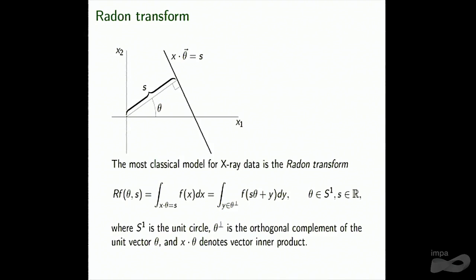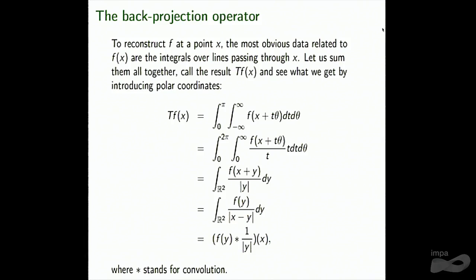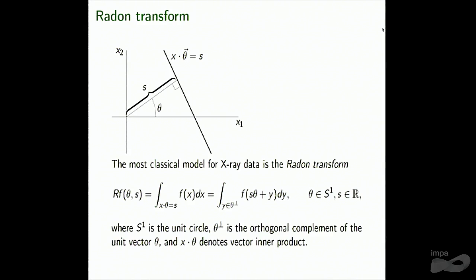Actually, we get two parameterizations for each line. We could also take theta that goes all the way here, and then a negative S. But anyway, this is the Radon transform, so it has an angular variable and a real variable, theta and S, and it's just the integration along the line that's specified by these theta and S.